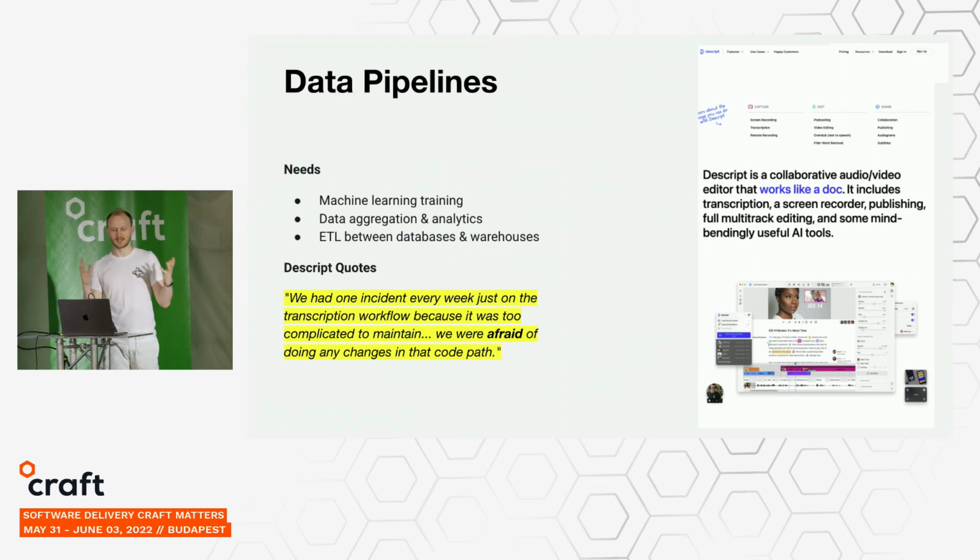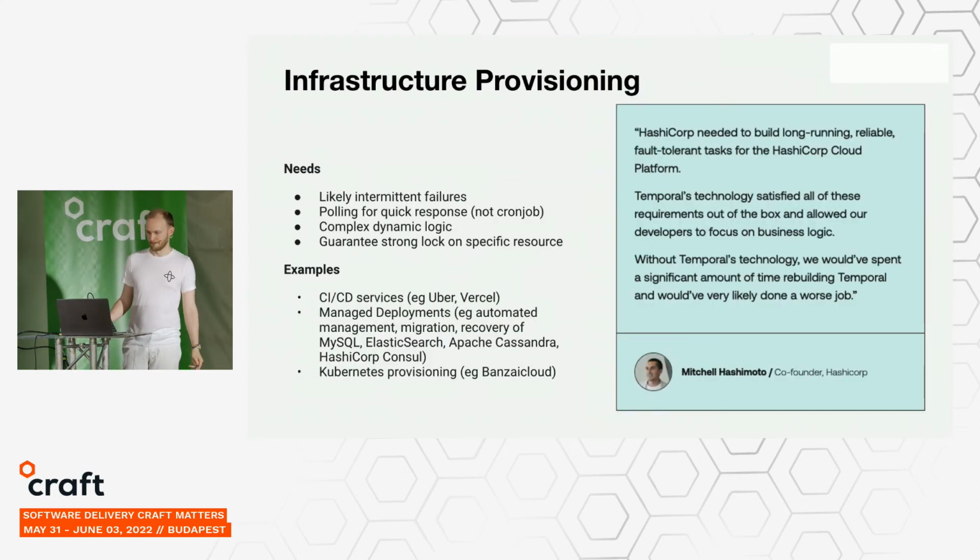More generally in data pipelines: ML training models, data aggregation and analytics, ETL between different databases. Infra provisioning: HashiCorp uses Temporal, and a great quote was, "HashiCorp needs to build long-running, reliable, fault-tolerant tasks for their cloud platform, and Temporal's technology satisfied all of these requirements out of the box and allowed our developers to focus on business logic. Without Temporal's technology, we would have spent a significant amount of time rebuilding Temporal and would have likely done a worse job."